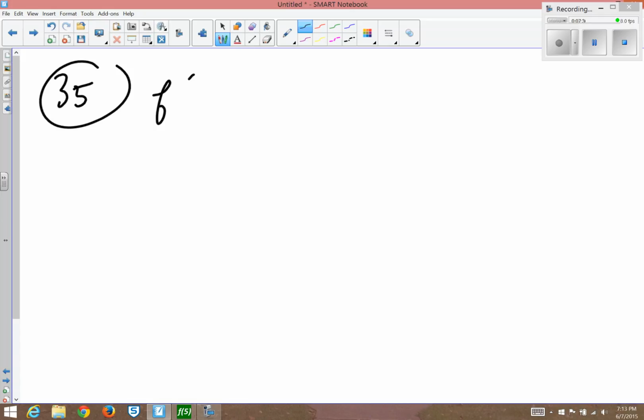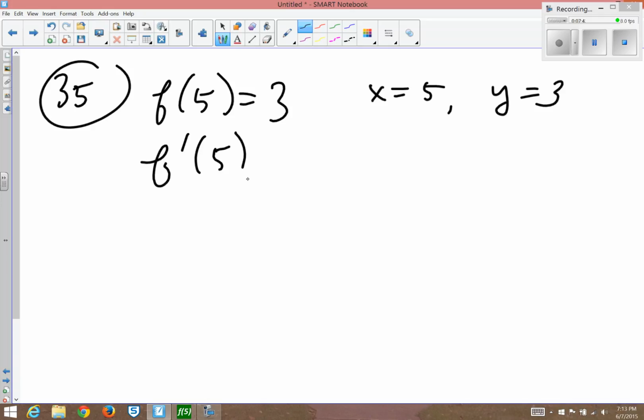It says f of 5 is equal to 3. This is saying that when x is 5, y is 3. F prime of 5 is equal to 2. This is saying the slope of the tangent line to the function f at the point where x is 5 is 2. The derivative is 2.